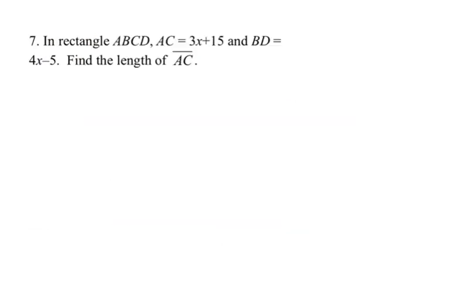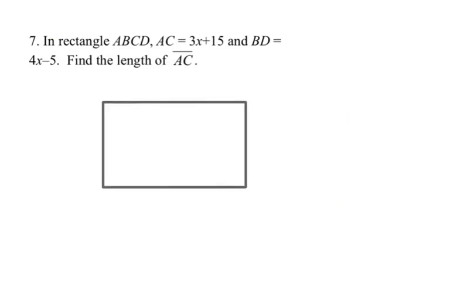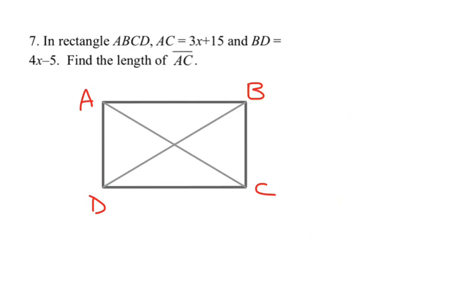Alright, let's look at number 7. Rectangle ABCD. So if I have a rectangle that looks like this, AC is equal to 3x plus 15, and the bottom one, BD, becomes 4x minus 5. As you can see, we need to set them equal to each other here. We get 3x plus 15, which is equal to 4x minus 5.